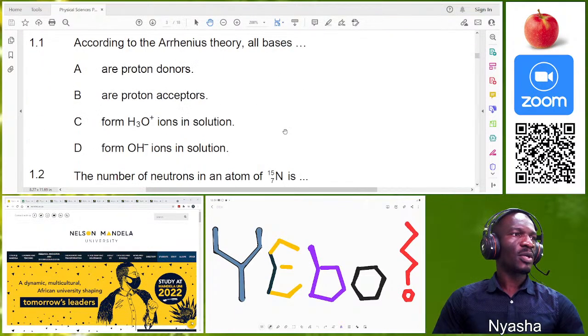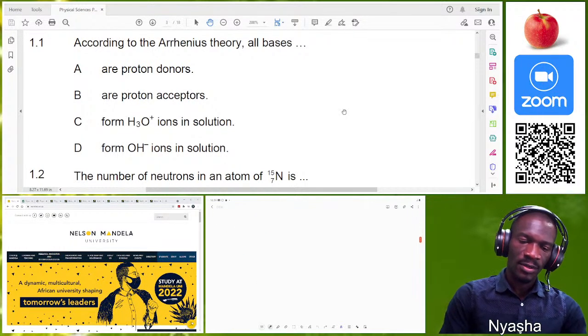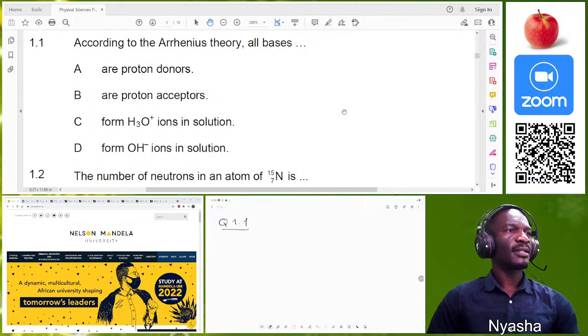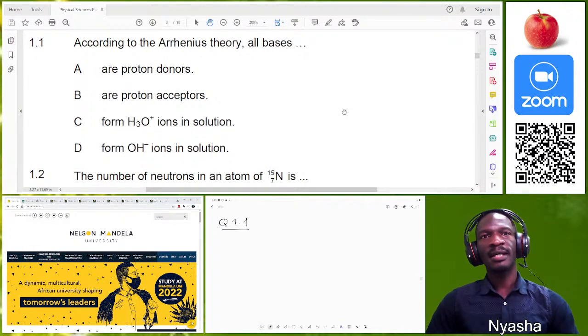The first question was on Arrhenius theory. So that's our question 1.1. According to the Arrhenius theory, all bases are... So let's just revisit Arrhenius theory. Or rather, you can just look at acids and bases.